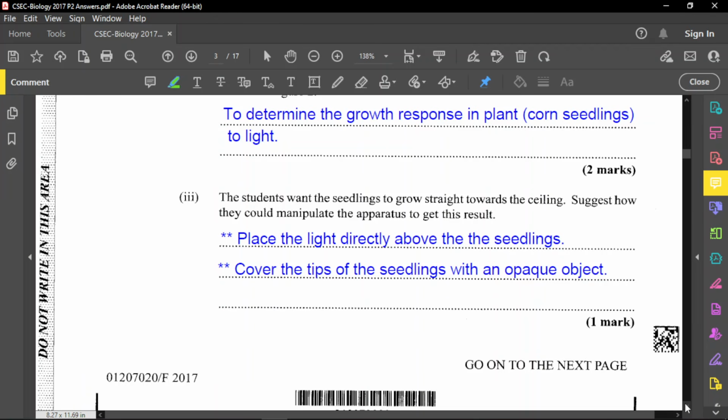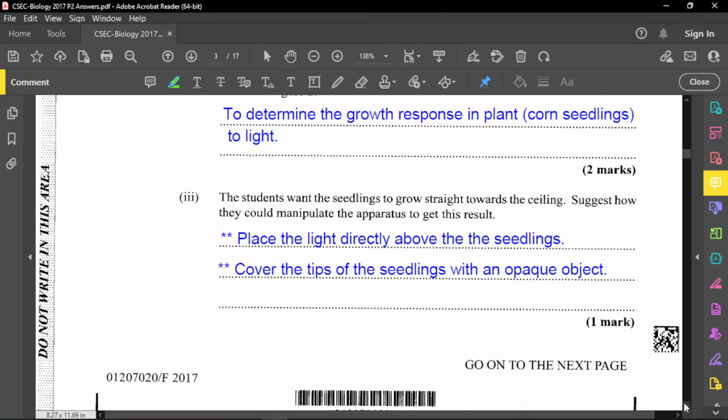All right, it suggests how they could manipulate the apparatus to get this result. So instead of bending, what can they do to make sure that the seedlings go straight up? They want to place the light directly above the seedlings. So put the light on top of the box rather than the side. All right. You can also cover the tips of the seedlings with an opaque object. That means the auxin will not be moving to the darker side, or it will pretty much be distributed only in the tips of the plant because it will be totally covered and dark.